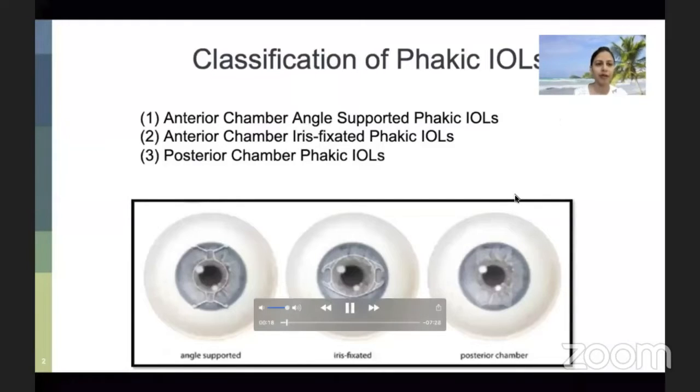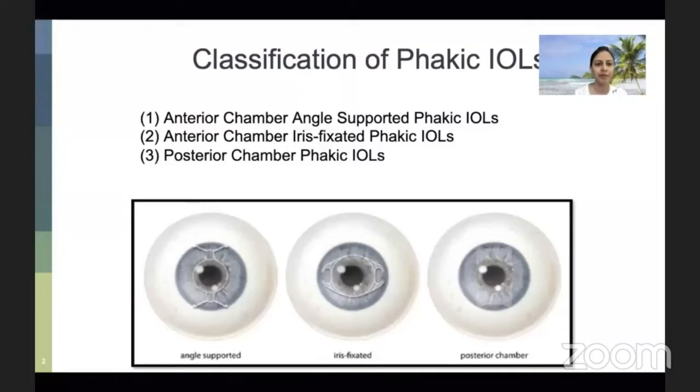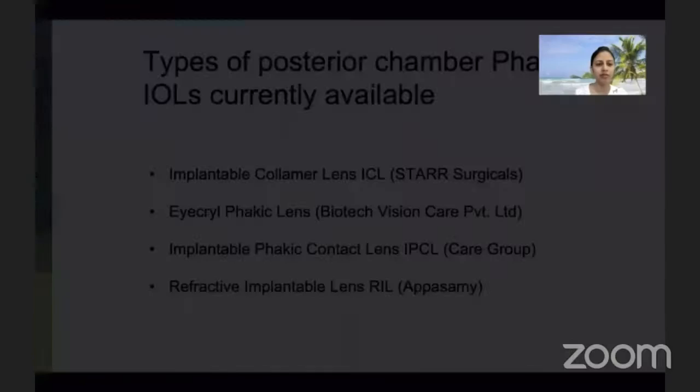Phakic IOLs can be divided into anterior chamber angle-supported phakic IOLs that function with haptics positioned in the angle where the iris and cornea meet, anterior chamber iris-fixated phakic IOLs that use small lobster claws to enclavate iris tissue and position the phakic IOL in front of the pupil, and posterior chamber phakic IOLs that use plate haptics to support and position the lens in the posterior chamber. Each design has its own features, selection criteria, surgical technique, results, and complications. I'll be discussing posterior chamber phakic IOLs in this talk.